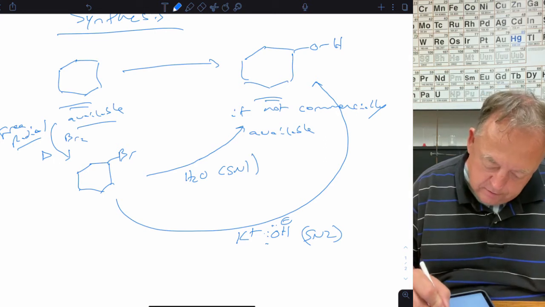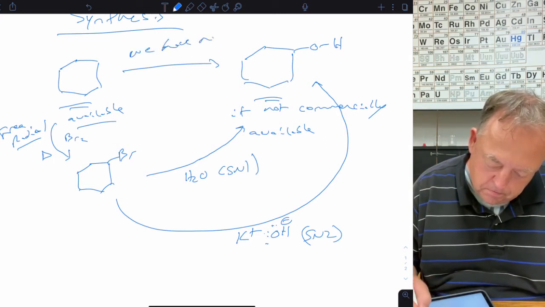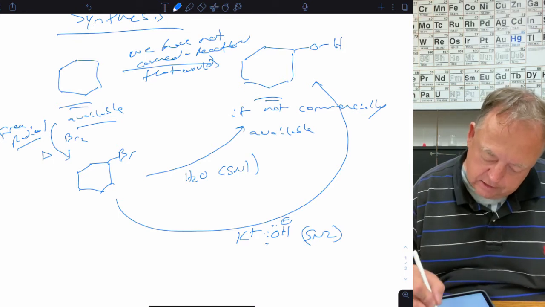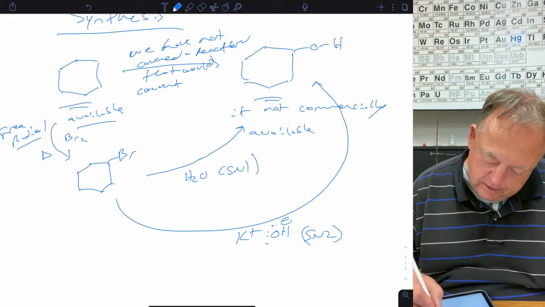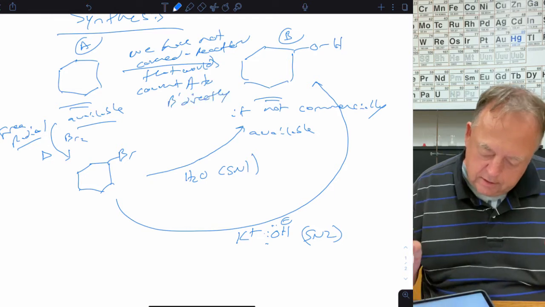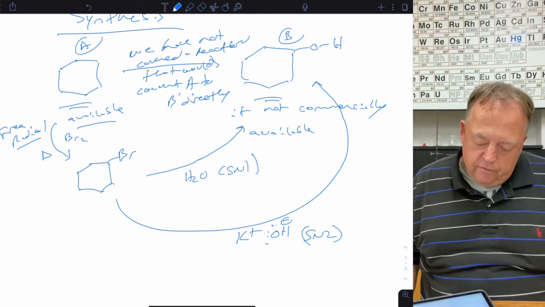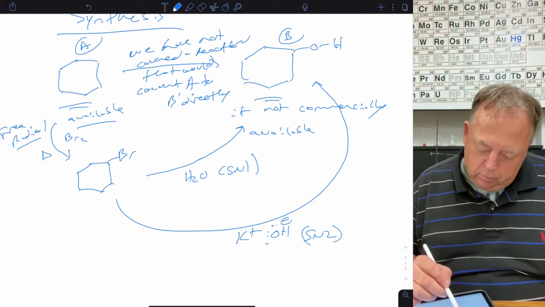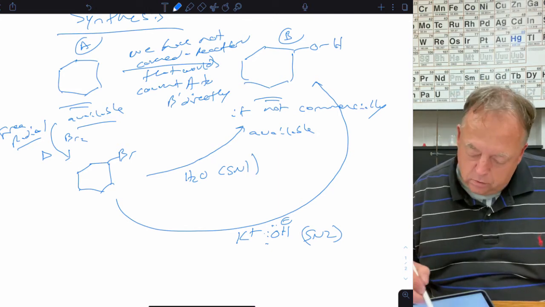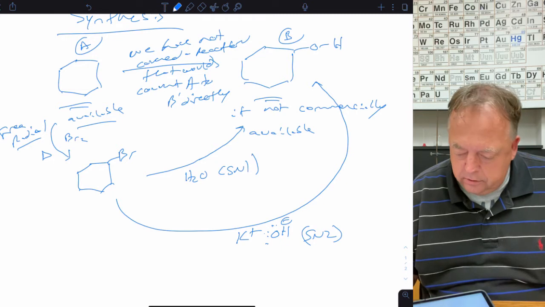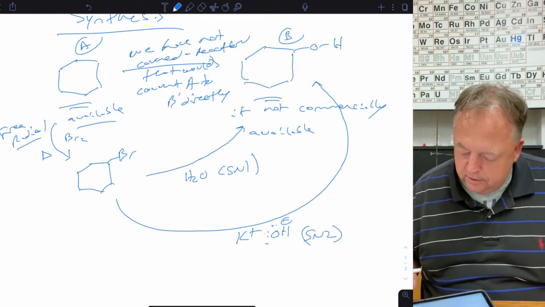So we have not covered a reaction that would convert, let's call this A, that would convert A to B directly. If there's no reaction that we know to go from A to B directly, then you have to go through a sequence of reactions, and that's synthesis. So we would make bromocyclohexane, and then we would purify it, and once it's purified, then we'd react it with water or potassium hydroxide to make the alcohol. And once we had the alcohol, molecule B, then we would isolate that and purify it as well. So a two-step synthesis to do this transformation.